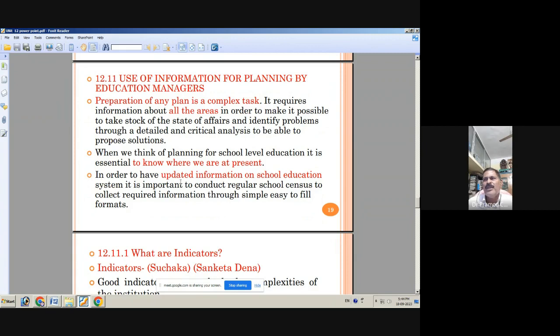When we think that planning at the school level is essential, then definitely we should be aware of the present condition, think about the past and look to the future so that your planning will be fruitful. So definitely while you are doing something, you must update the information on the school education system and conduct a regular school census, collect required information in a very simple format, then automatically you can improve the school.